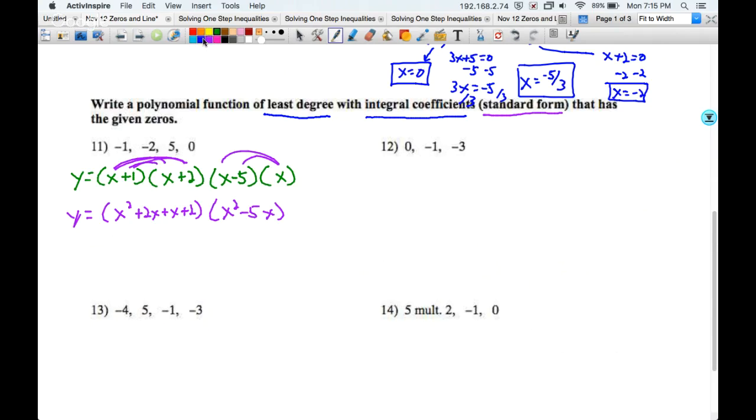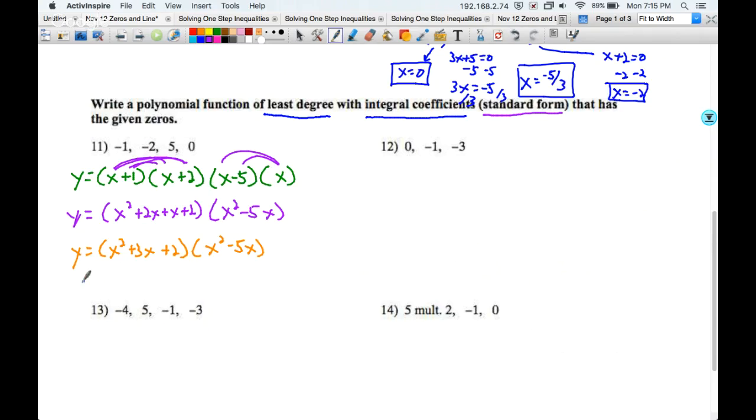Combine like terms. We get y equals x squared plus 3x plus 2 times x squared minus 5x. And now when I do this distribution, I have to make sure I multiply first to first, first to second, second to first, second to second, third to first, third to second. That way I get every combination possible.